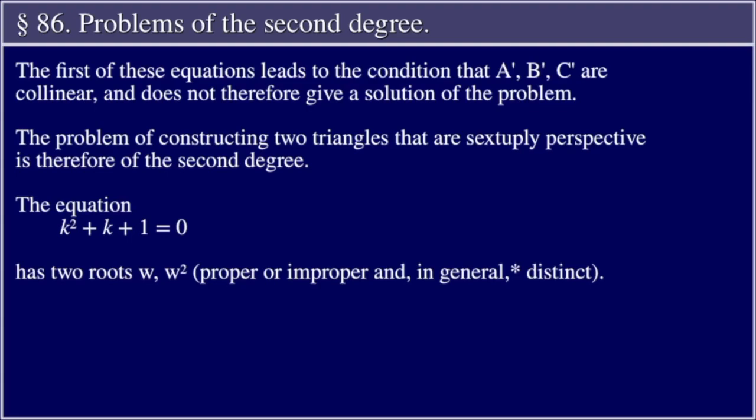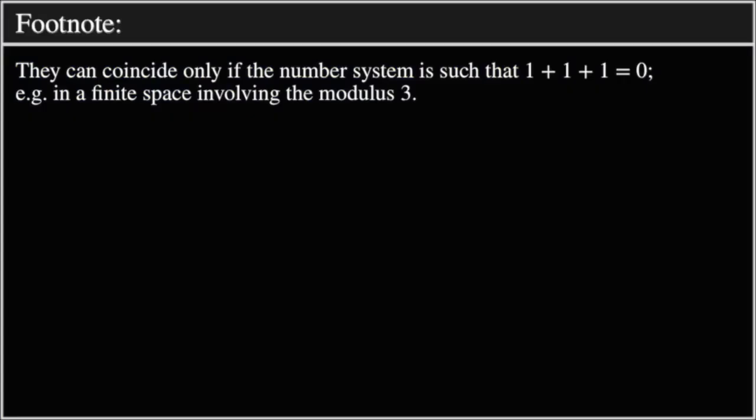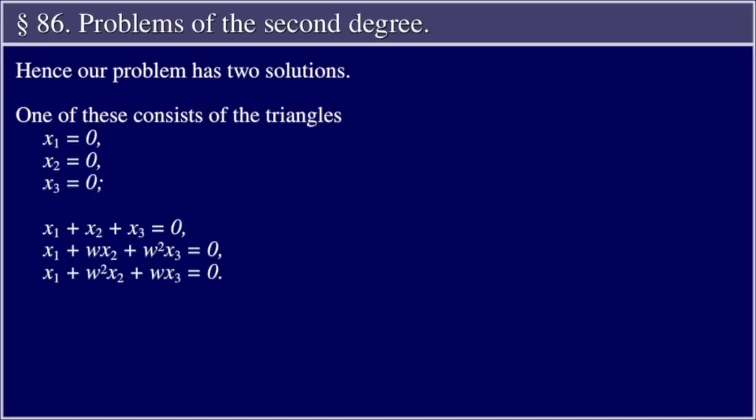The problem of constructing two triangles that are sextuply perspective is, therefore, of the second degree. The equation K squared plus K plus 1 equals 0 has two roots, w and w squared, proper or improper, and in general distinct. Footnote: they can coincide only if the number system is such that 1 plus 1 plus 1 equals 0, for instance in a finite space involving the modulus 3. Hence, our problem has two solutions.